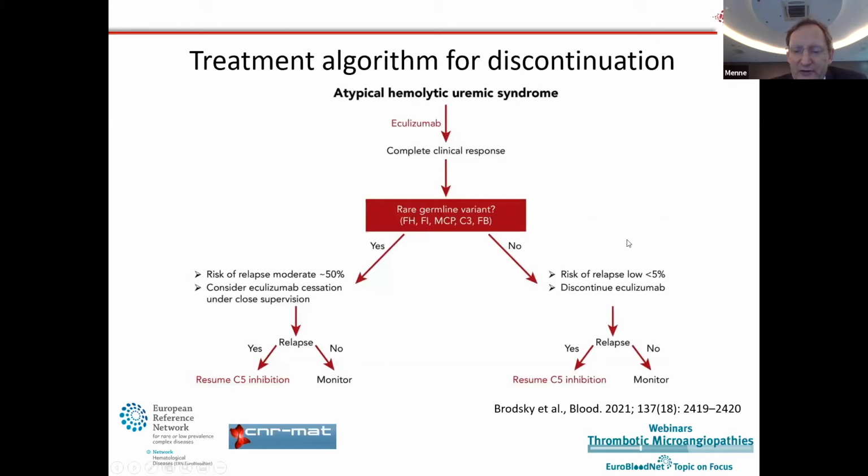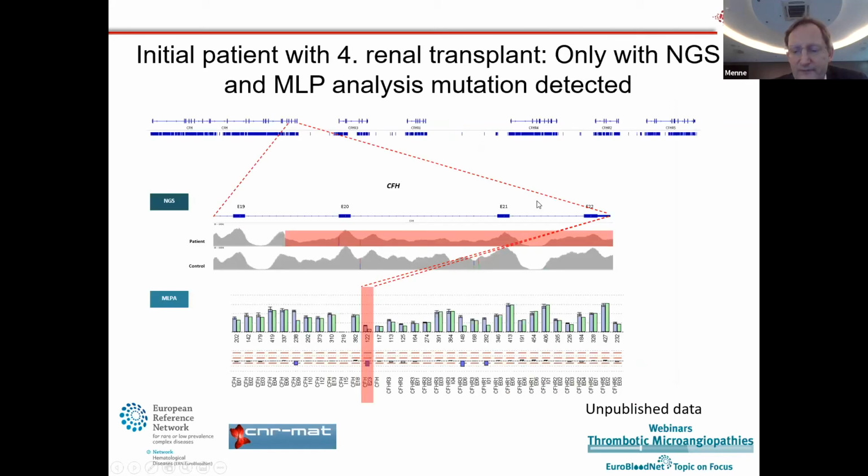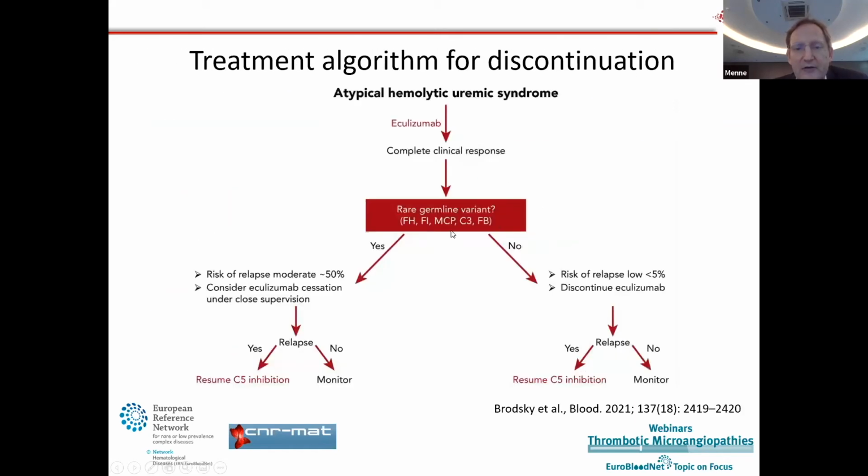And there was an editorial, and the editorial said that you should first wait for a complete clinical response, and then you look for a genetic mutation. If they have no mutation, then the risk of relapse is low, and therefore you should discontinue, but you should monitor. If there's no relapse, then you continue without medication. If there's a relapse, of course, then you receive C5 inhibition. If you have a mutation, they say you could consider doing it, but the risk will be higher, and you have to monitor these patients very closely.